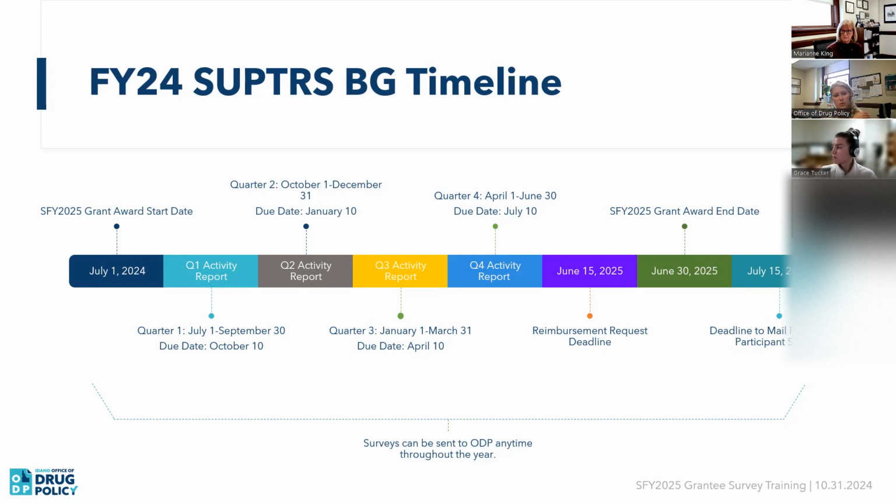You can submit reimbursement requests at any point throughout the grant year. You can do it weekly, monthly, biweekly, however you want to do it. Some grantees do it quarterly, but you can submit reimbursement requests at any point in time. You can send those paper-based surveys to us at any point in time, but the deadline to submit mail-in paper-based surveys to ODP is July 15th of 2025. So we'll need all of those surveys by the end of July.